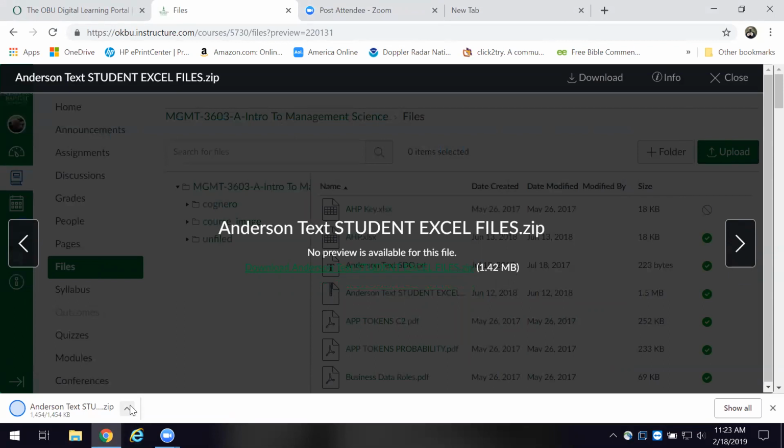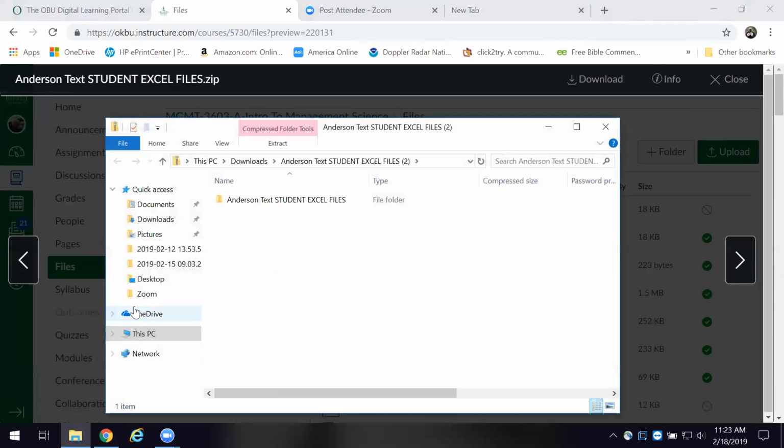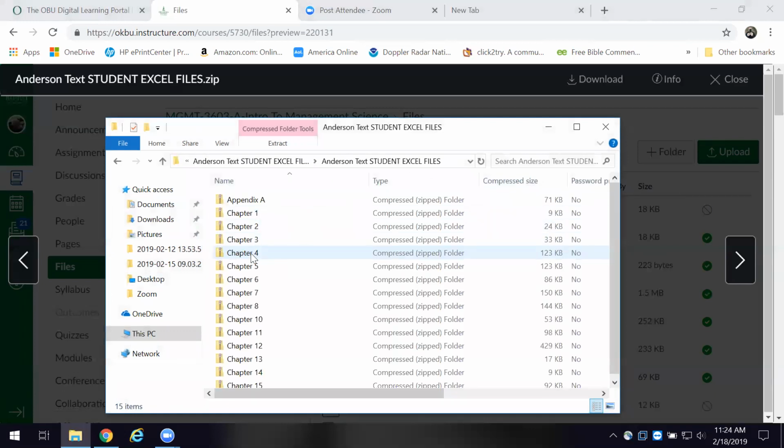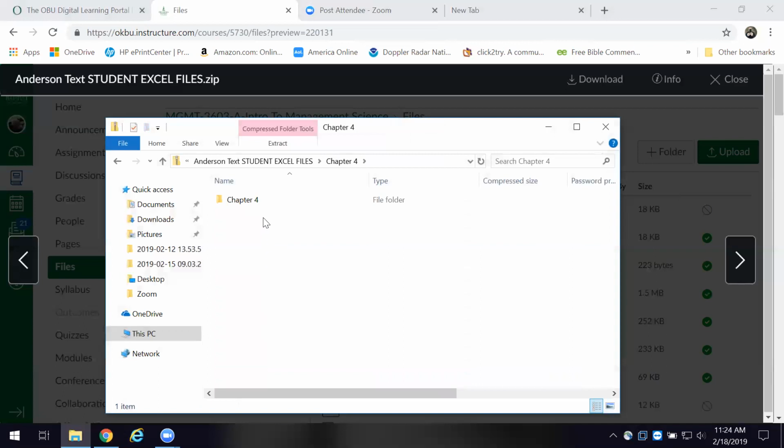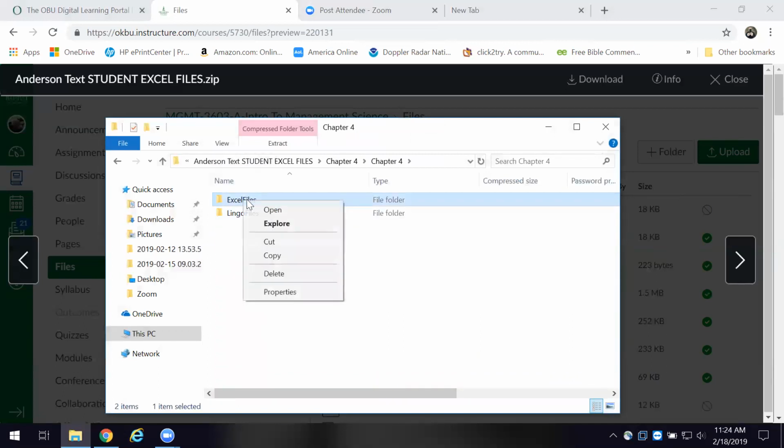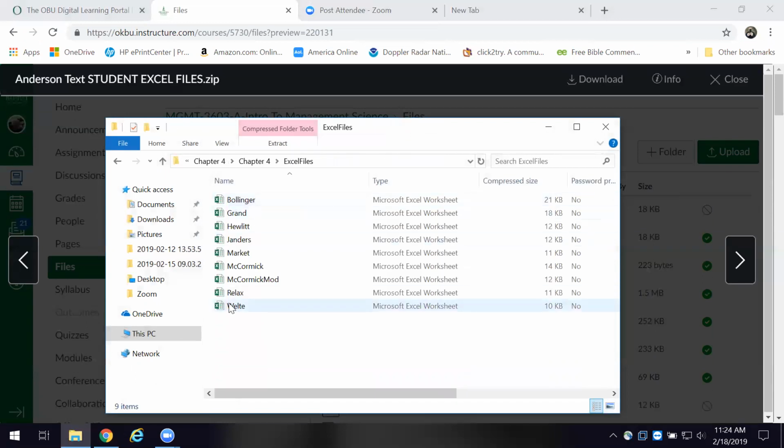All right, there we are. Yes, all four of them: Hewlett, Janders, Relax, Welty, and Janders. Okay, and there are four there. So let's open up the Relax file for just a moment, okay?